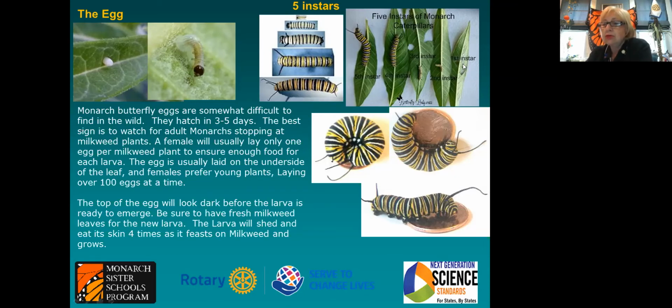So each time it outgrows its skin, the skin actually falls off and there's a new skin underneath. So it goes from the first instar to the second, to the third, to the fourth, and then to the 5th. And when you get to the 5th instar, if you look at the different antenna, they start out with no antenna and then stubs, nubs, and then sticks. And then in the 5th instar, the caterpillar's antenna can actually touch the ground in front of it or the leaf in front of it. And that's how you know it's fully grown and it's ready to form its chrysalis. And it's about the size of a penny once it's fully grown.